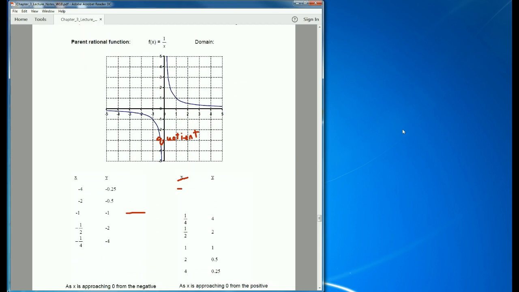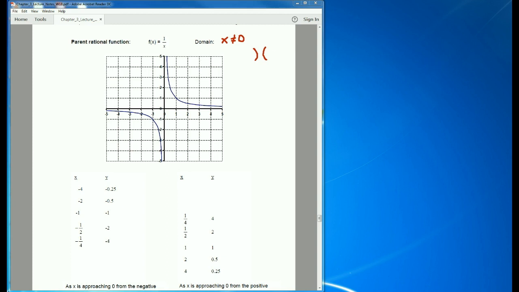All right, so we've already looked at this back in chapter 2. The parent rational function is just 1 over x. And we actually already plotted this. And we already know that the domain is basically x cannot equal 0, because you can't have 1 divided by 0. So in other words, negative infinity, comma, 0, union with 0, comma, infinity. That's the domain of the parent rational function.